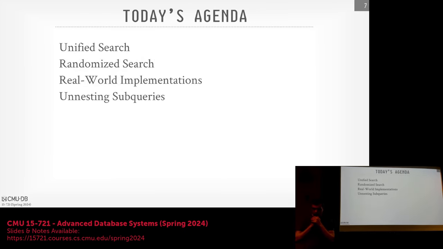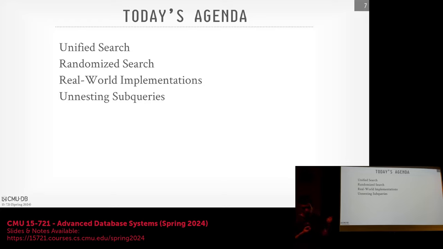All right, so today's class, I just want to spend the first half going over again what we missed and rushed through at the end of the last class on the unified search and Cascades, and then we'll see how we can apply the randomized search. Then I want to go quickly over some real-world examples of what some closed-source and open-source query optimizers actually look like. The main ones are going to be SQL Server, Calcite, Orca, and CockroachDB.